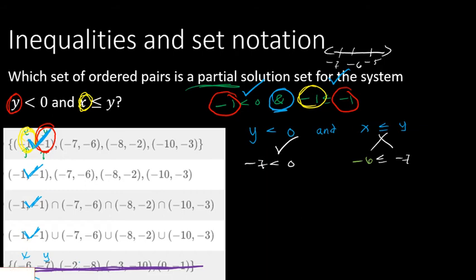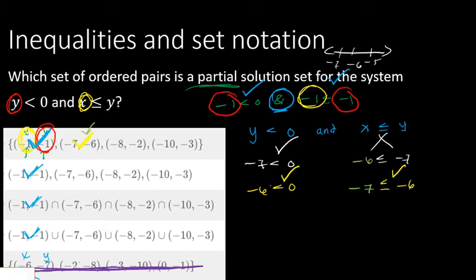Let's try another one. Let's try this solution, -7, -6. So everywhere I see an x, I'm going to plug in -7. Everywhere I see a y, I'm going to plug in -6. Okay, and then I'm just going to write in the rest of my information. -6 is less than 0. That's true. -7 is less than or equal to -6. That's true. So this set works.